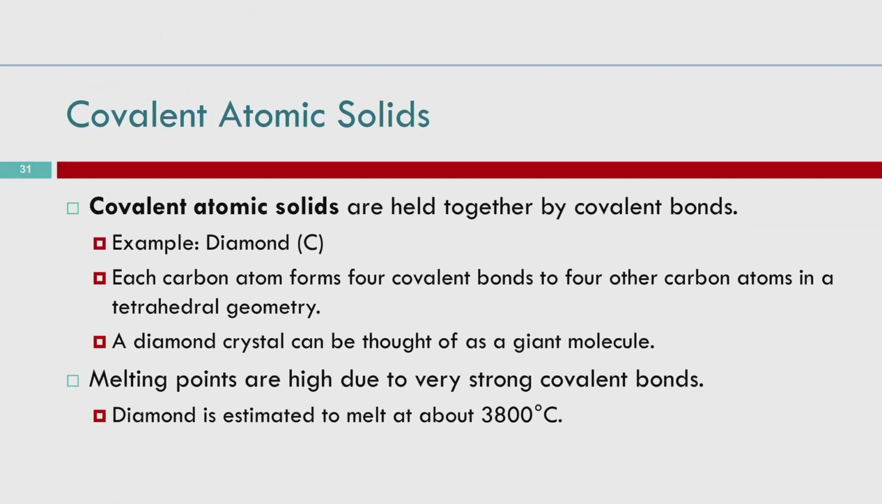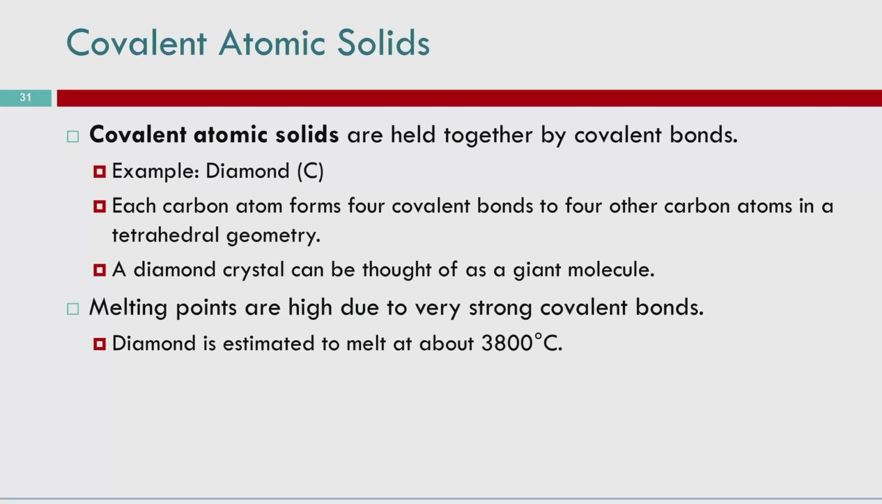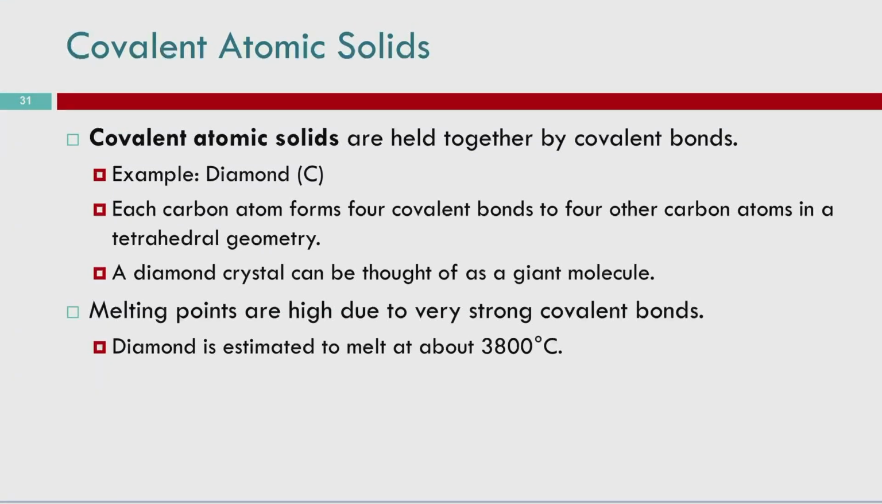So we've got covalent atomic solids. Covalent atomic solids are held together by covalent bonds. Our example here is diamond. Graphite would be another example. There's probably some other things, but all that I can think of is stuff that's made of carbon. A diamond is just, assuming there's no inclusions, pure carbon. It's essentially a really, really large molecule, and the melting points are even higher than what we saw for ionic solids.